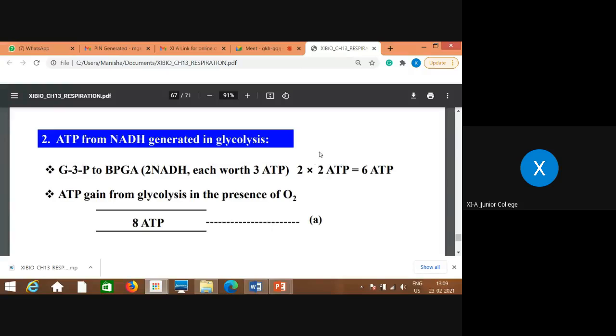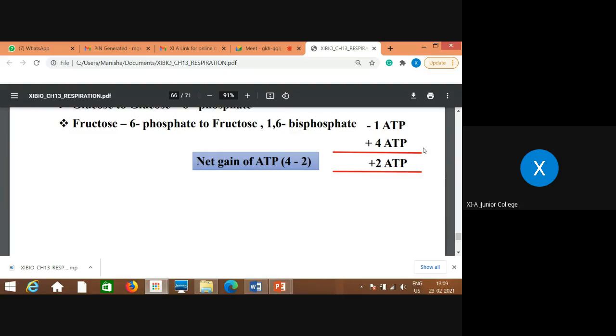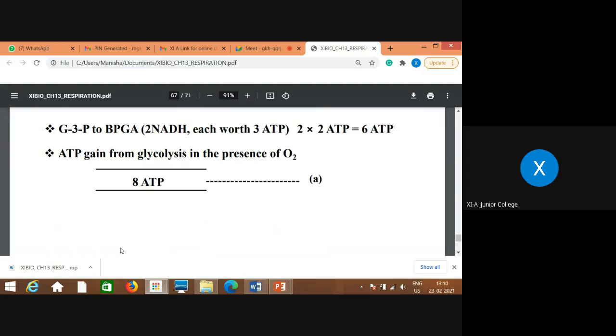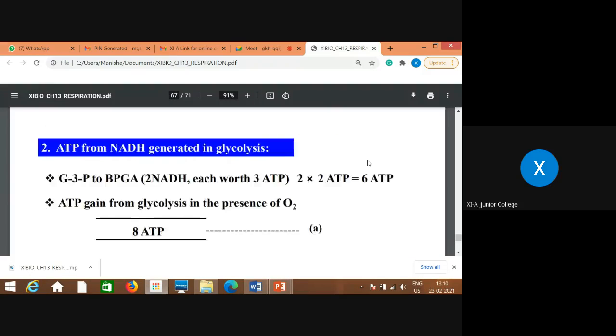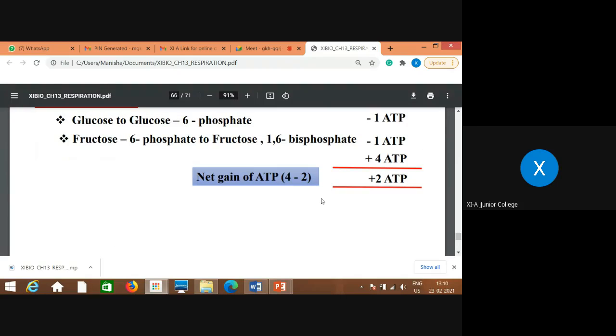Here is one more change you can make. Here is the mistake where instead of 2, it should be 3. So 3 into 2, 6 ATPs are generated. Whereas the ATP gain from glycolysis in the presence of oxygen is 6, and the previous one which we saw just now, directly produced ATP, 2. So 6 plus 2, how many? Total 8 ATP. So you remember, at the end of glycolysis, how many ATPs are generated? Directly produced ATPs 4, 2 utilized. So total 2, net gain of ATP 2.